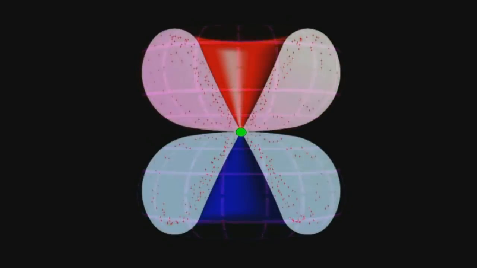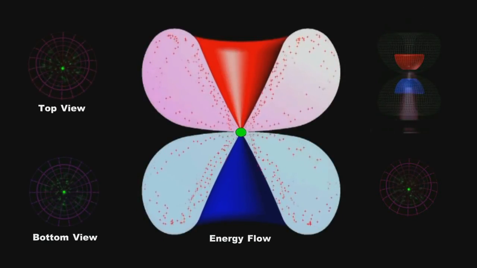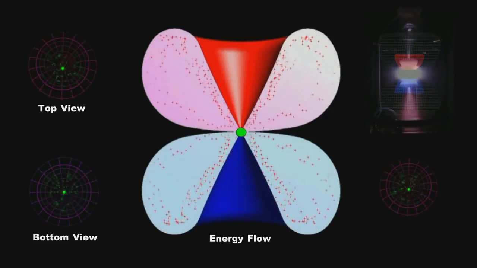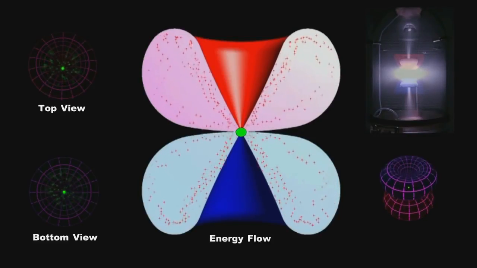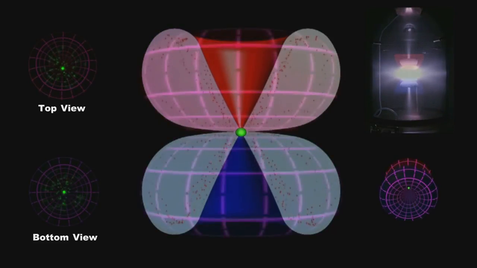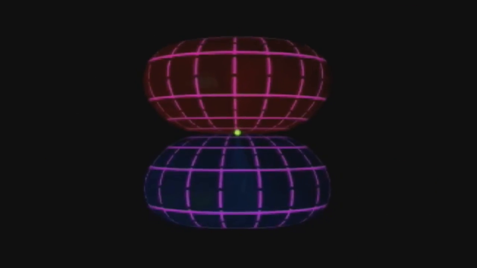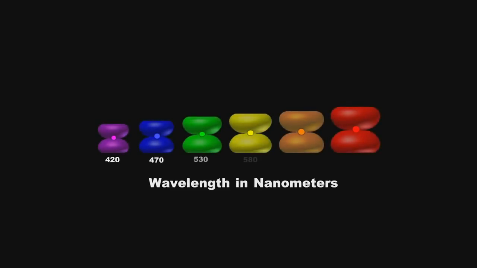Let's do a quick review of the internal flowing energy structure of a single photon before we move forward. The flowing structure is the same for all electromagnetic radiation. Once more, we see that wavelength is related to field size.